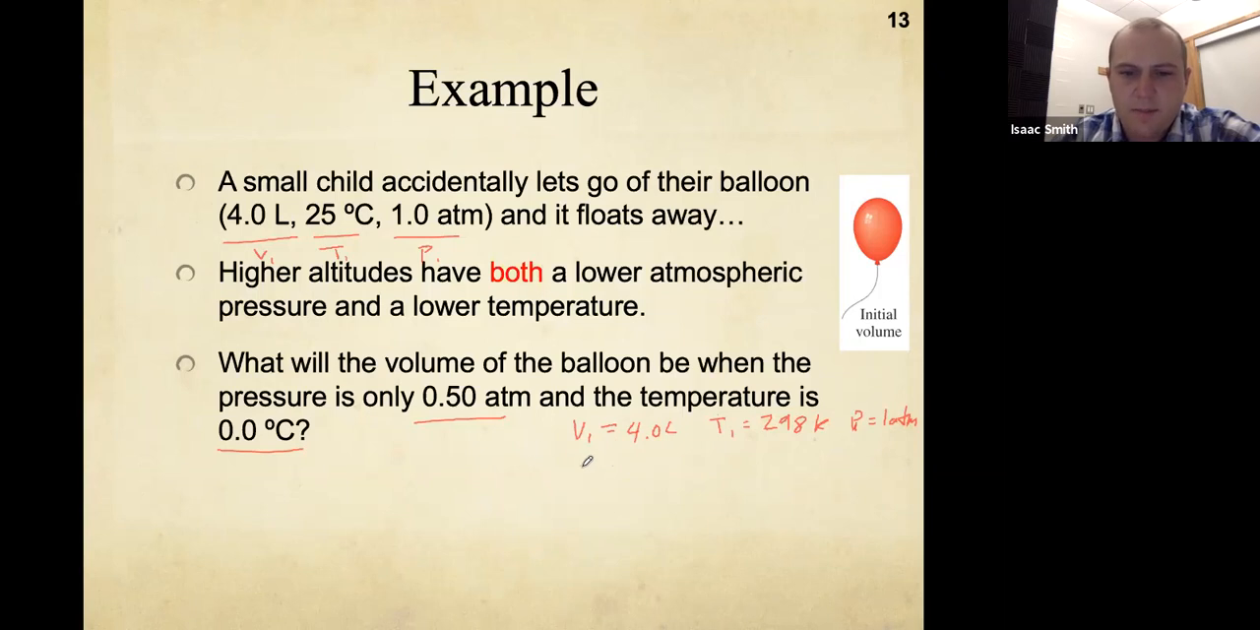Okay, and then it tells us what will the final volume of the balloon be. So it's asking for final volume when the pressure, so P2, is 0.5 atmospheres, and the temperature, so T2, is 0 degrees Celsius. That's 273 Kelvin. Okay. All right. So you can see that we need something that relates volume, temperature, and pressure, right? 6 variables. The only one we've learned so far with 6 variables is the ideal gas law.